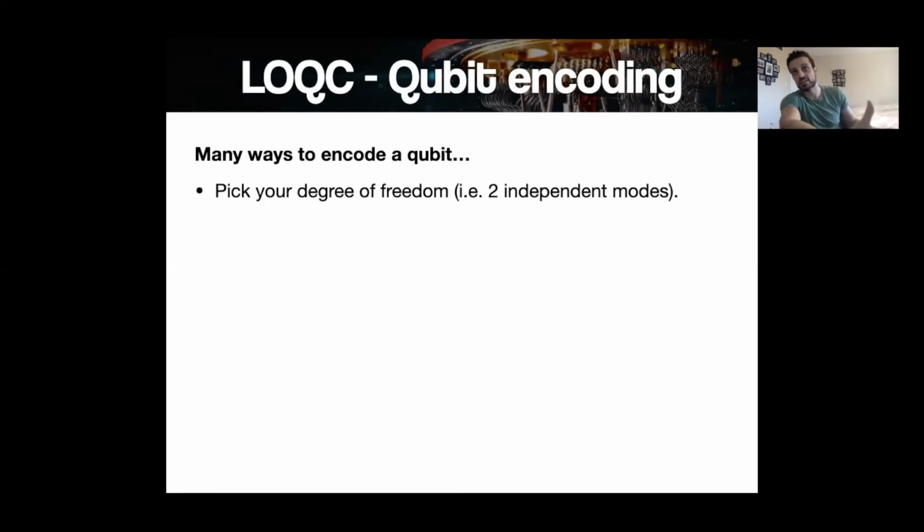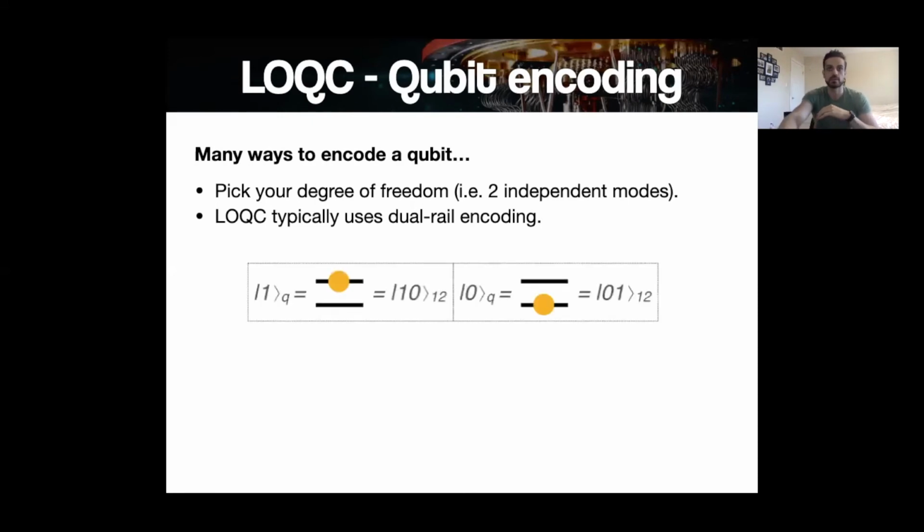It could be the polarization. We could say a photon that is horizontally polarized is a 0, vertically polarized is a 1. That's one option. But the one that we're going to use here in LOQC is something called the dual rail encoding. Essentially we have two paths side by side. You can imagine them as like two fiber optic cables. And if the photon is in this cable, I got a picture for that. If it's in the top cable, it's a 1. If it's in the bottom cable, it's a 0. So the two cables together are a qubit.